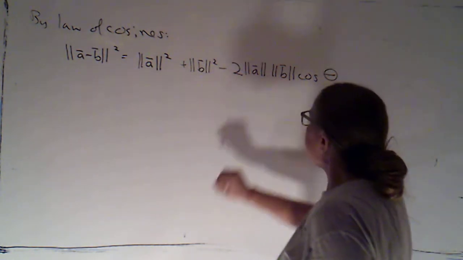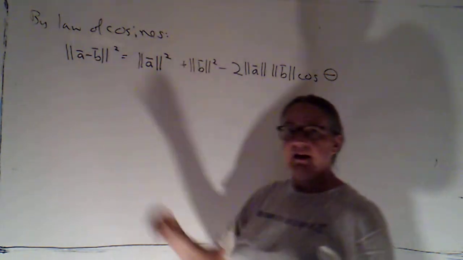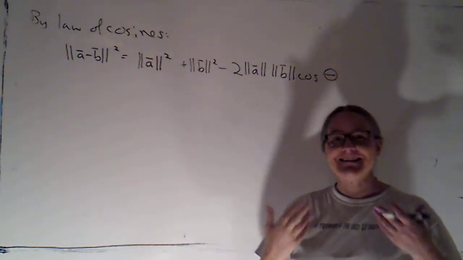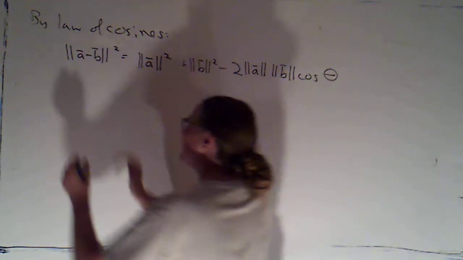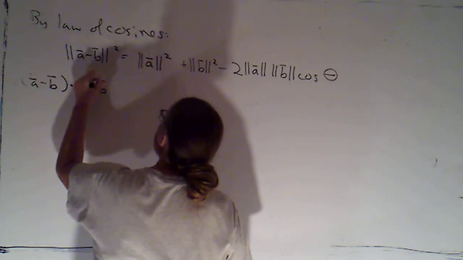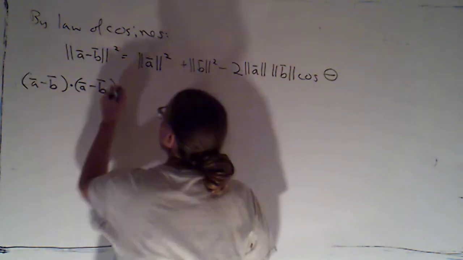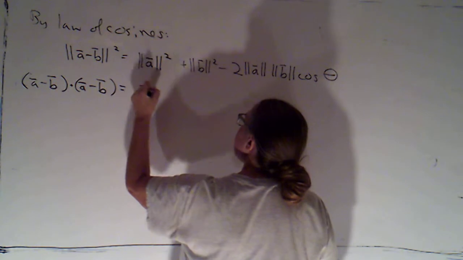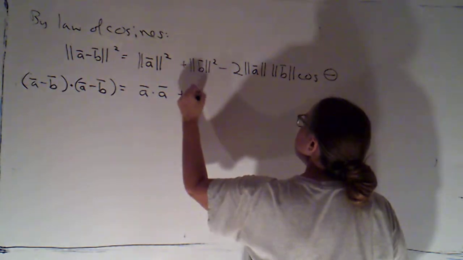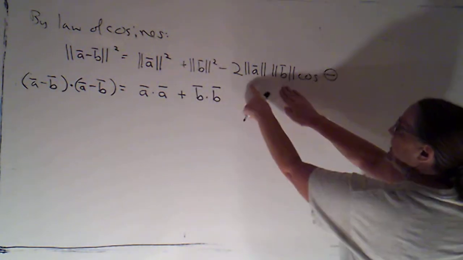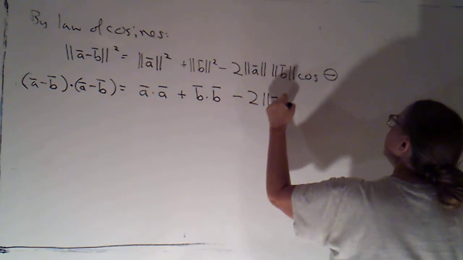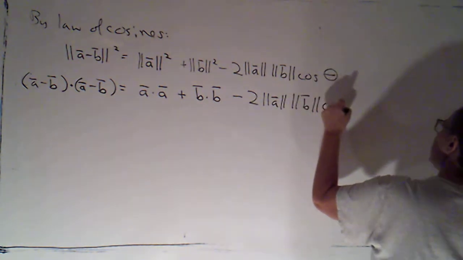So to do that, I'm going to take these magnitudes squared, and I'm going to just rewrite those in terms of the dot product, because I know if I have a magnitude squared, it's the dot product of that vector with itself. So this is A minus B dotted with A minus B. This is A dotted with A. This is B dotted with B. And here, since I don't have these guys squared, I'm going to just keep this piece as it is. Minus 2, magnitude of A, magnitude of B, cosine of theta.